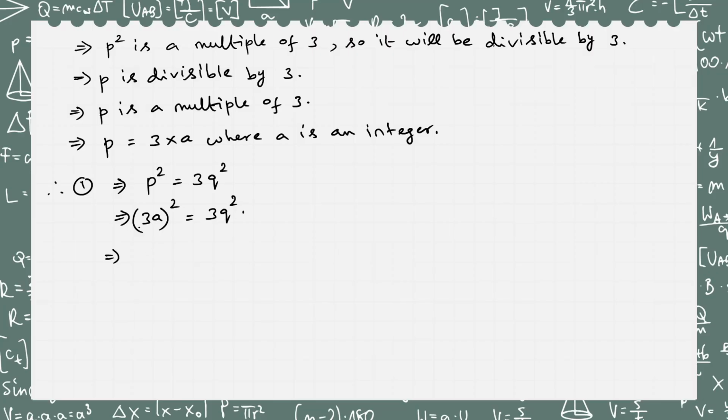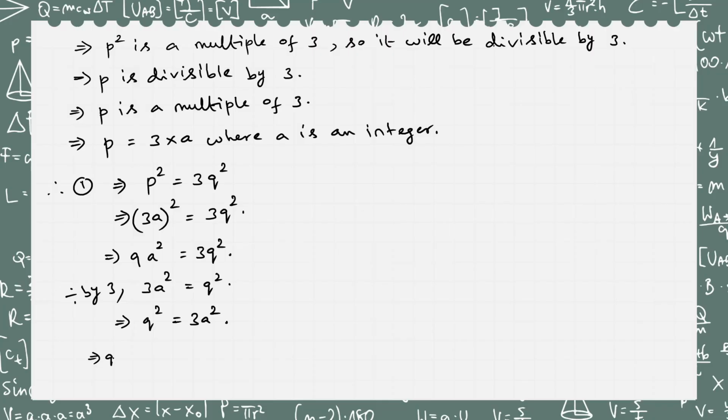I can square both of the items inside the square, right? So that will be 9a square equals 3q square. Since I have a multiple of 3 on both sides, I can divide by 3 throughout. So I will get 3a square equals q square. Swapping the sides, I have q square equals 3a square. What I mean here is q square equals 3 into some number. That means q square is a multiple of 3, right?